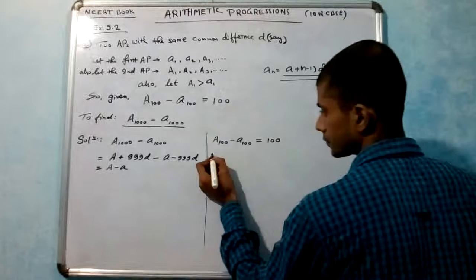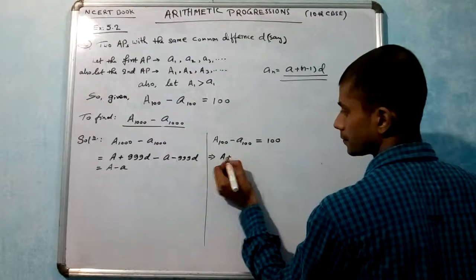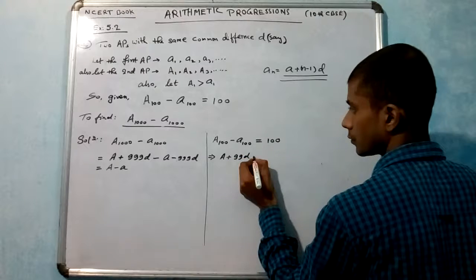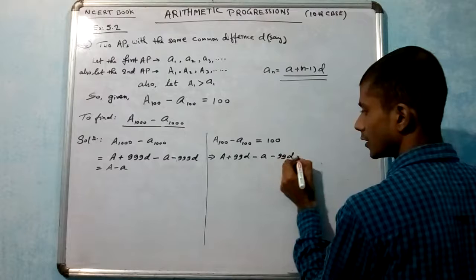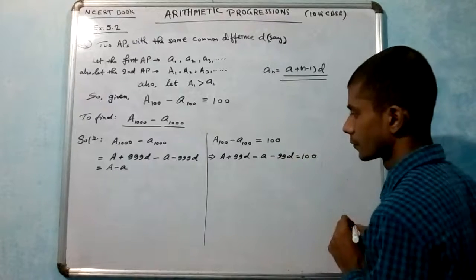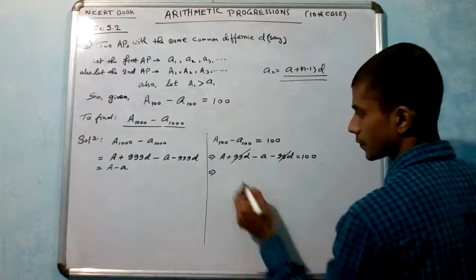This was given. Now tell me, for this, capital A minus small a minus again 99d is equal to 100, no? So what will you get? Again this and this will get cancelled.